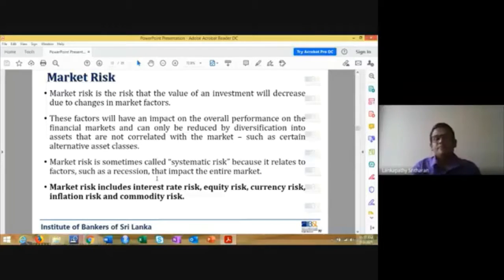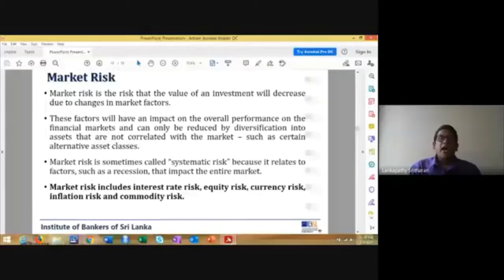And final point, market risk includes interest rate risk, equity risk, currency risk, inflation risk, and commodity risk. So there are several risks, but generally interest rate risk and equity price risk are considered as market risk. Currency risk, of course, you all know now: foreign currency rates against the rupee fluctuating, increasing or decreasing. Understand? Any questions on the market risk?